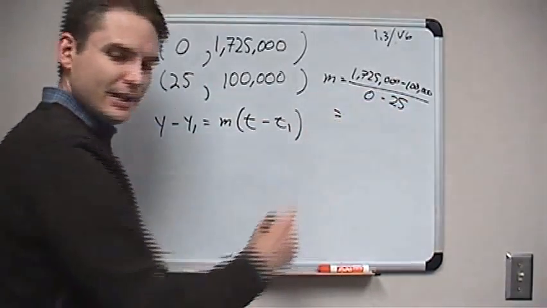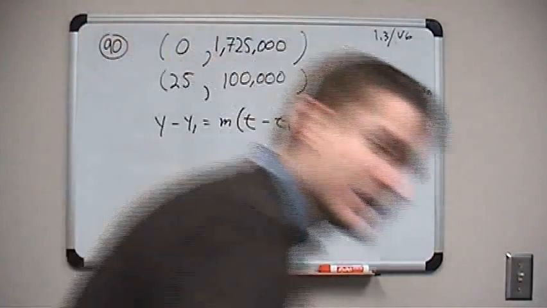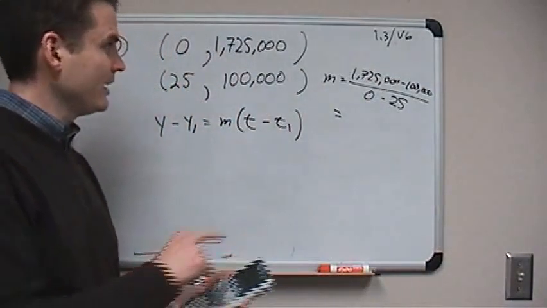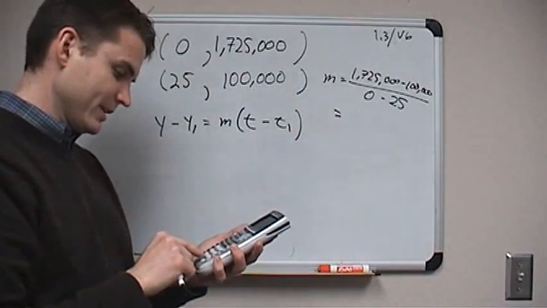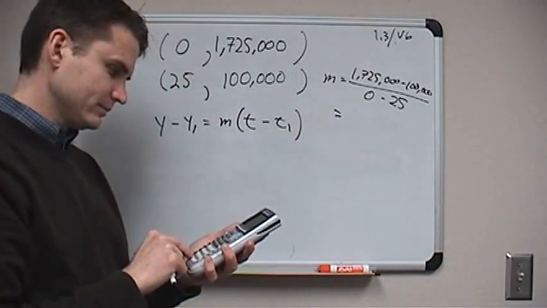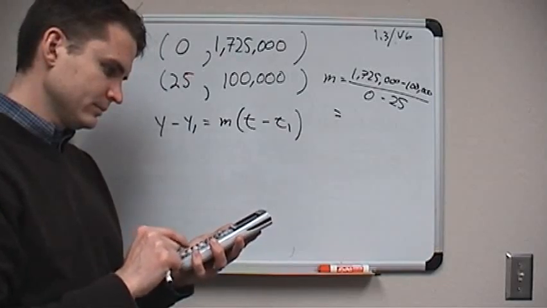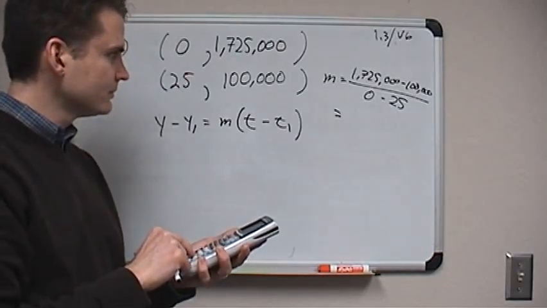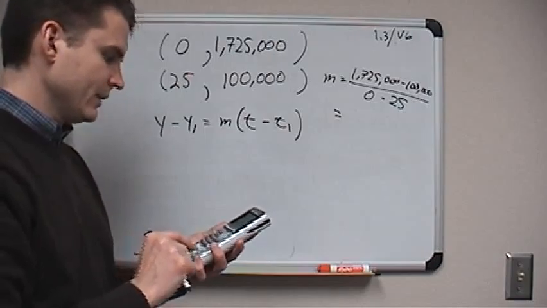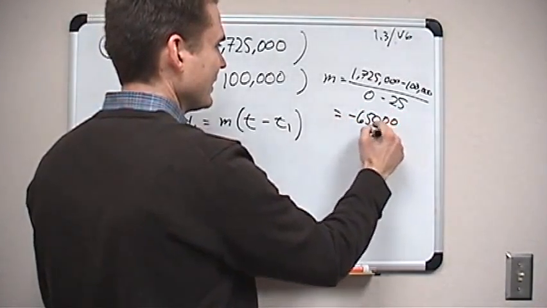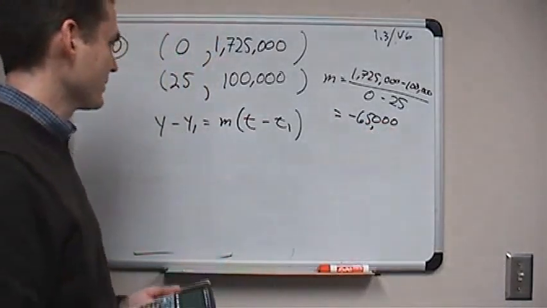Okay. Now, in a word problem, it's kind of assumed that you can use the calculator to get an answer if it turns out to be a decimal. But I'm going to go ahead and figure out what this is on my calculator. Okay, and I get actually negative 65,000. Well, that's the slope of this line we're going to find.